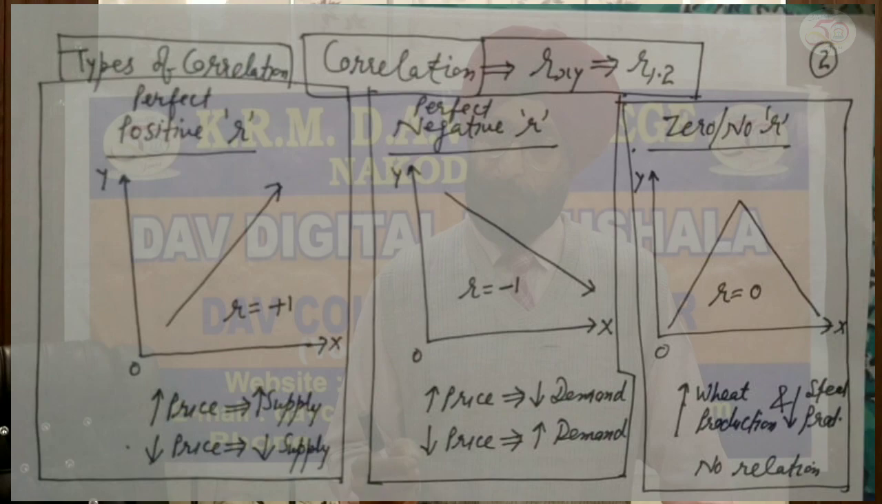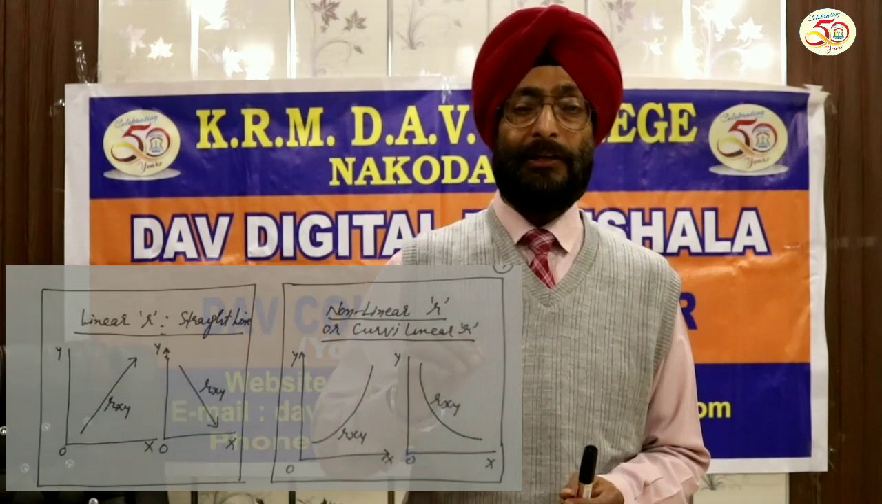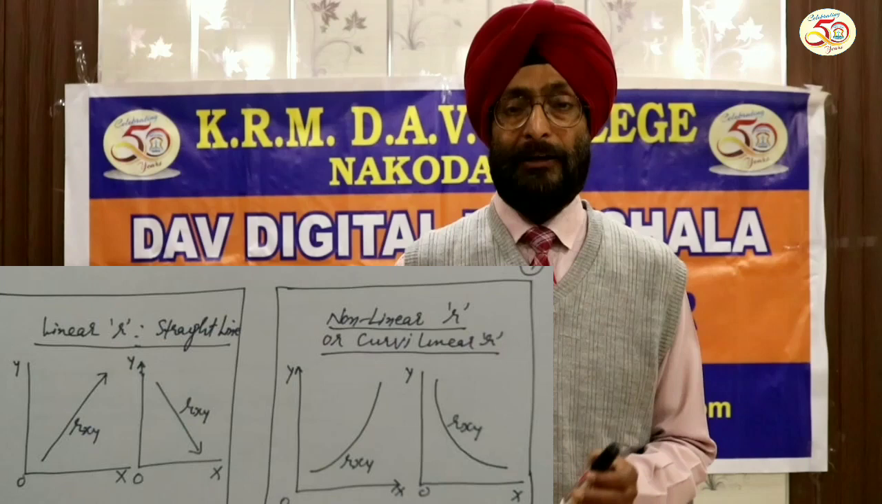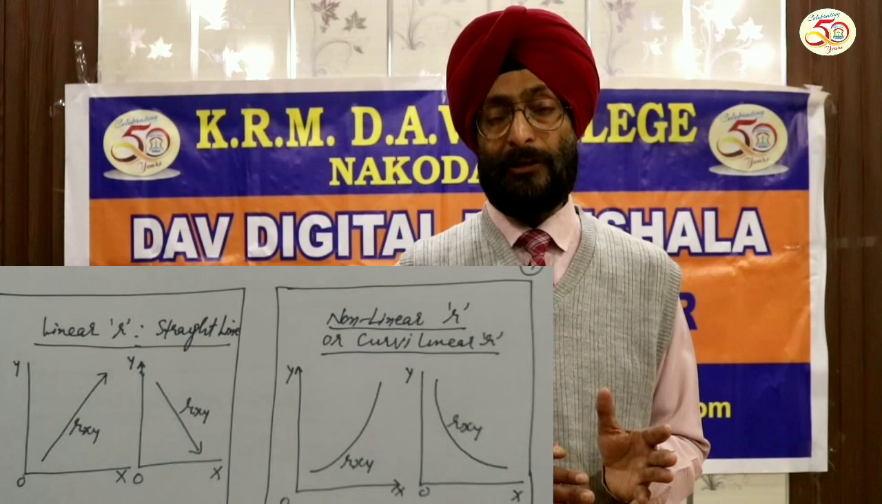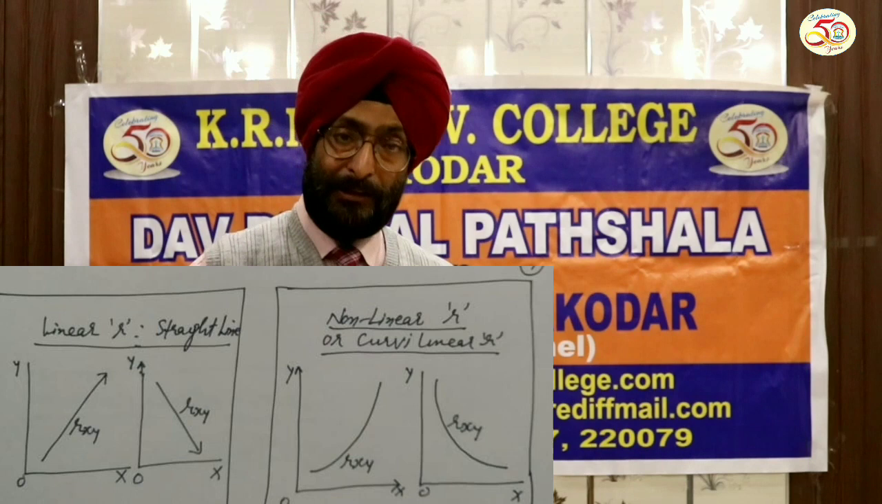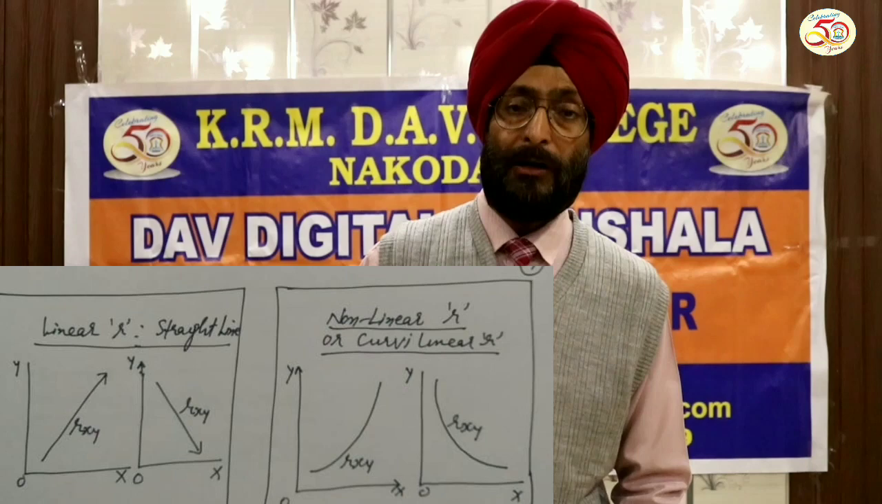On the other hand, sometimes we say that correlation can be linear or non-linear or curvilinear. Linear correlation means when X and Y variables have a proportionate relationship. For example, if X variable changes by 10%, Y also changes by 10%, so the relationship is linear. We say it is linear correlation. When you plot this correlation data on graph paper, you will get a straight line. For example, Y is equal to A plus BX, which is a straight line, linear relation.